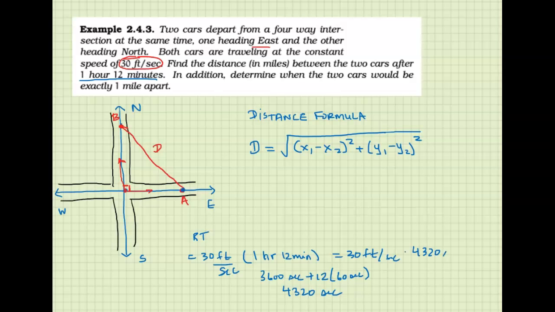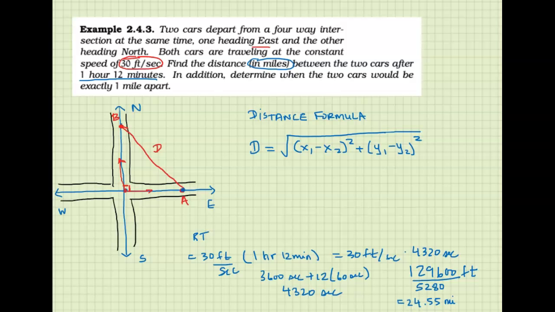So we have 30 feet per second times 4,320 seconds. We get 129,600 feet. Right? And we want to have our distance in miles. So 1 mile is 5,280 feet, so we're going to divide by 5,280. And we get 24.545454, about 24.55 miles. All right, good.